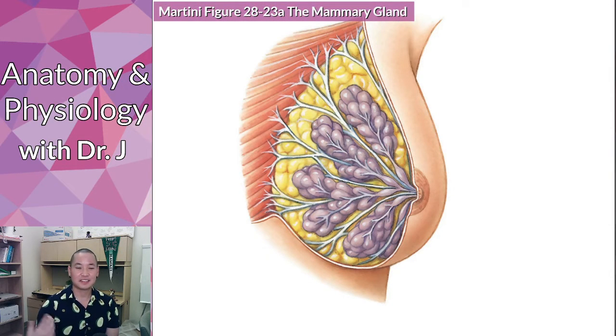There are many different types of shapes. Some have more volume, some have less volume. But what you typically see is that they are more teardrop shaped. They're not perfect spheres. And this is what we see with the mammary gland.